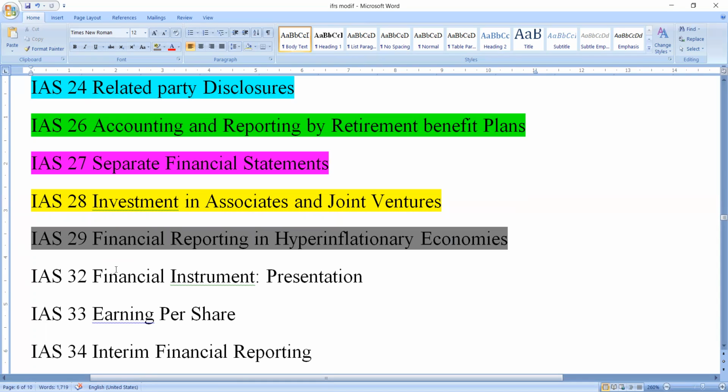International Accounting Standard 29 is purely related to financial reporting in hyperinflationary economies. Hyperinflationary economies are highly inflation-influenced economies. Why? Because there are different types of economies in the world. Some countries are developed countries, some are underdeveloped countries, some are developing countries. So our India is a developing country.